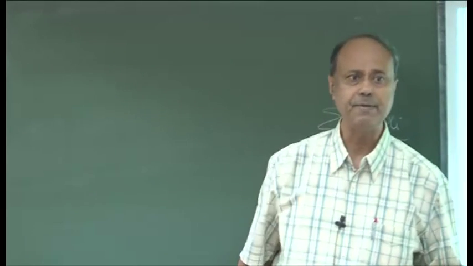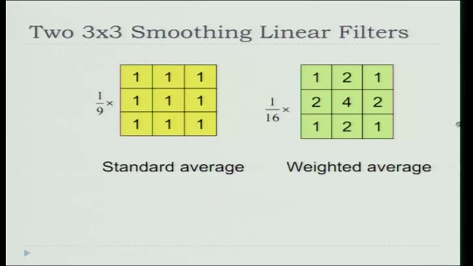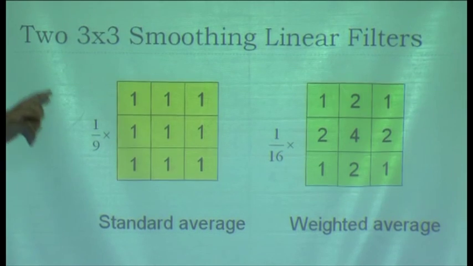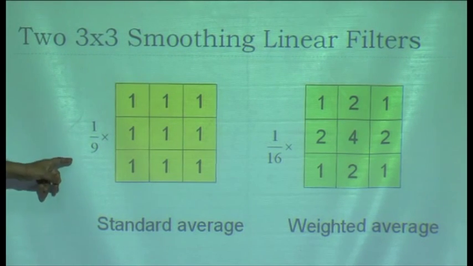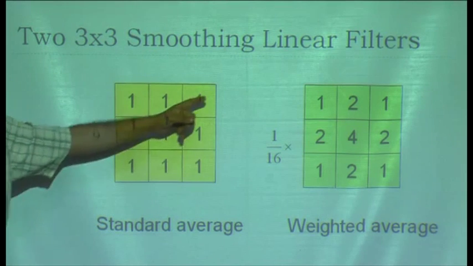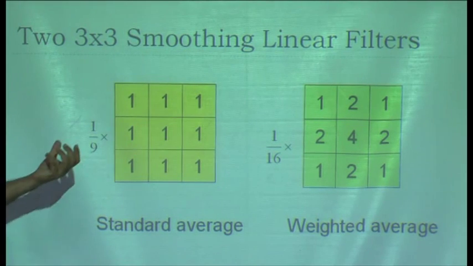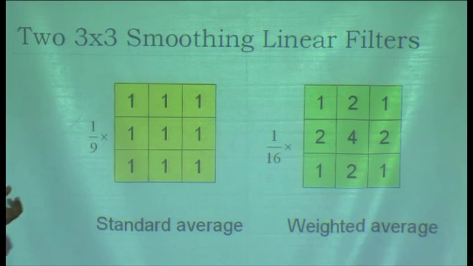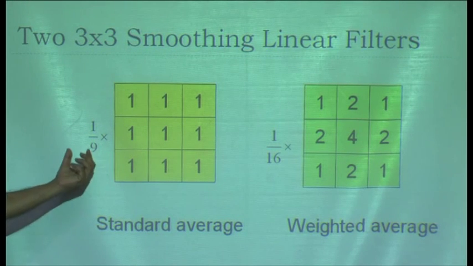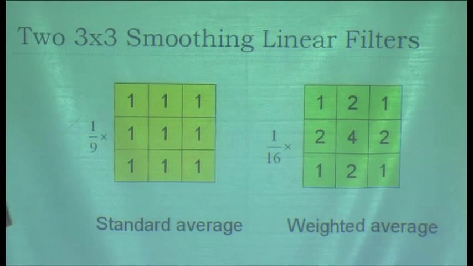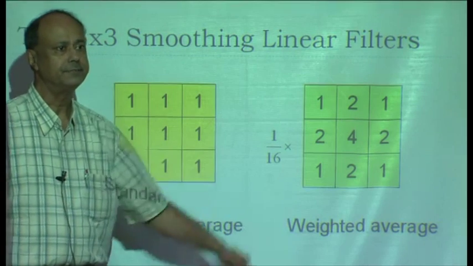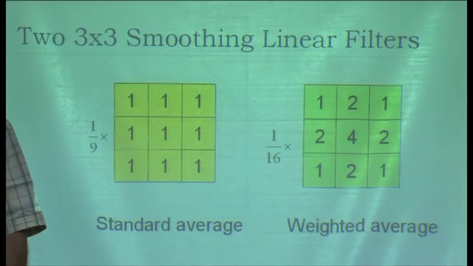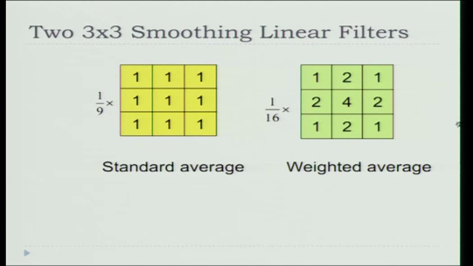So from the previous slide, you observe that this is a 3 cross 3 linear filter, where the weights or coefficients are all ones and divided by 9. I could have written 1 by 9, 1 by 9, 1 by 9, but instead of making so many divisions, I have taken 1 by 9 outside. After computing, I will just divide by 9. And this is the weighted average. Similarly, 1 by 16 means the 16 weights I have given, the summation of W_i is 16.